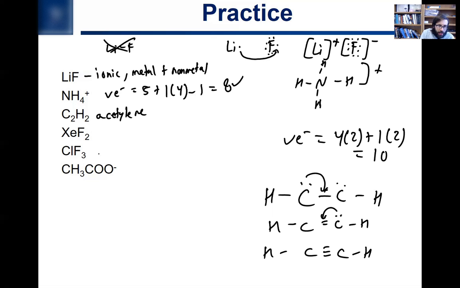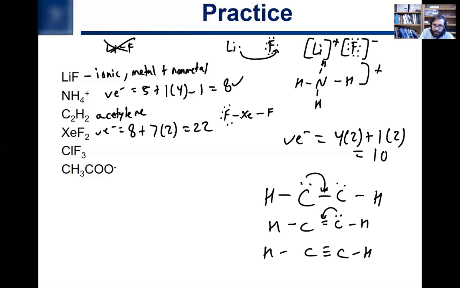Xenon difluoride. Valence electrons here: it's going to be 8 for xenon, since xenon's a noble gas, plus 7 for the halogen fluorine, and there's 2 of them, so that's going to be 22 valence electrons. We're going to have xenon difluoride. We're going to connect them, and give the octet rule.